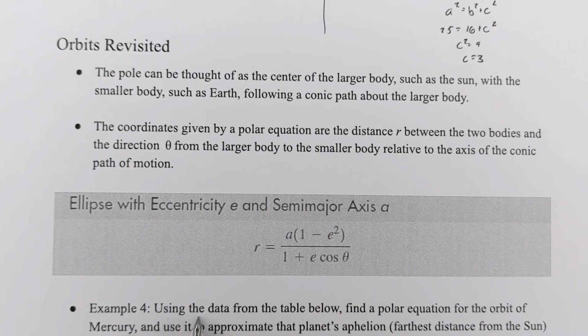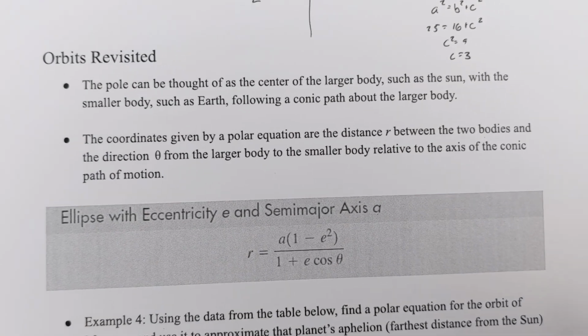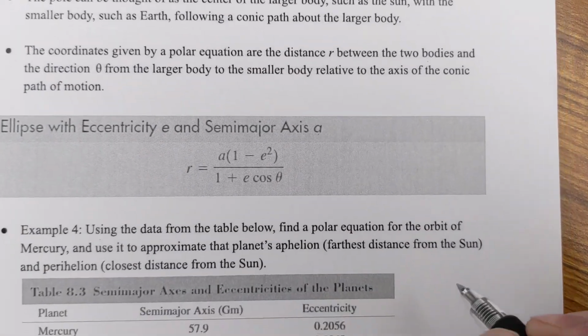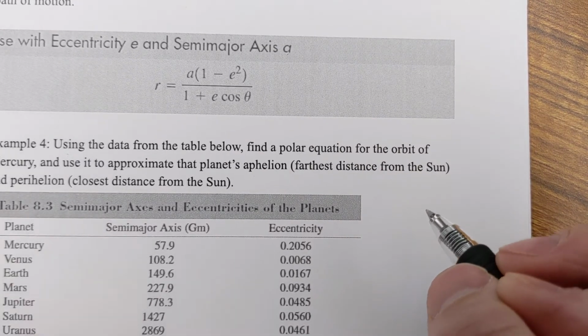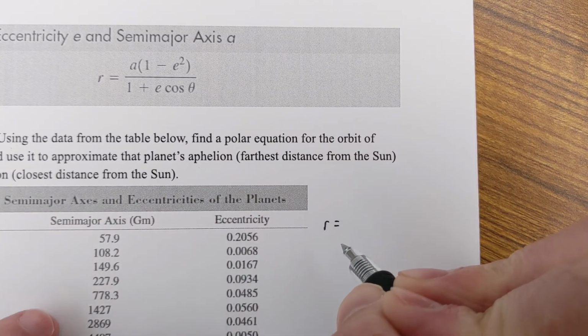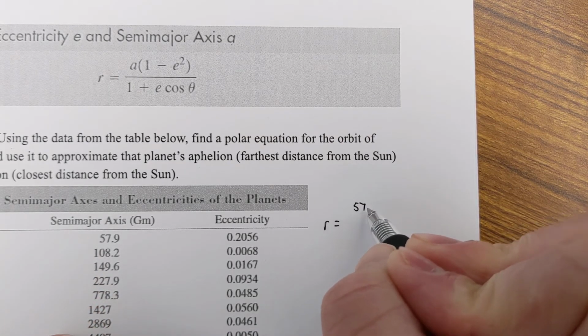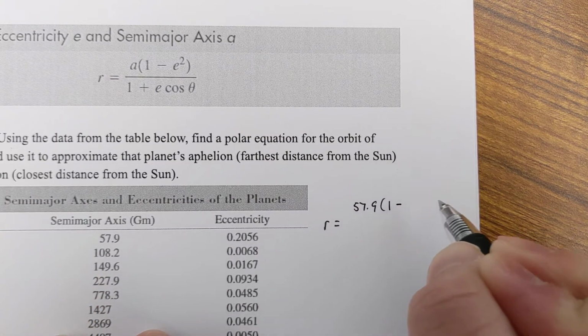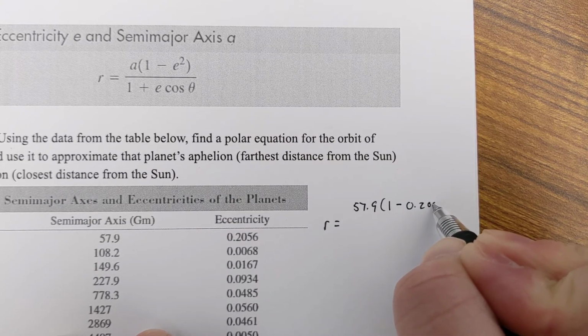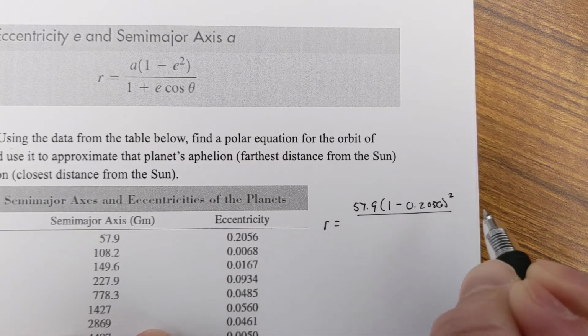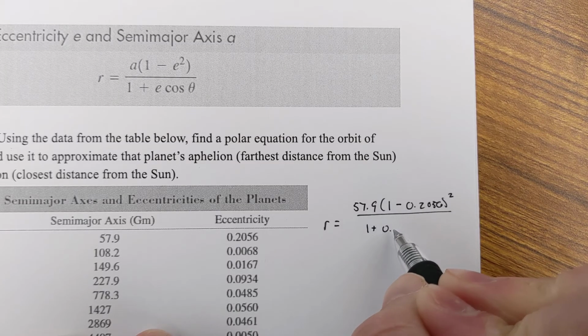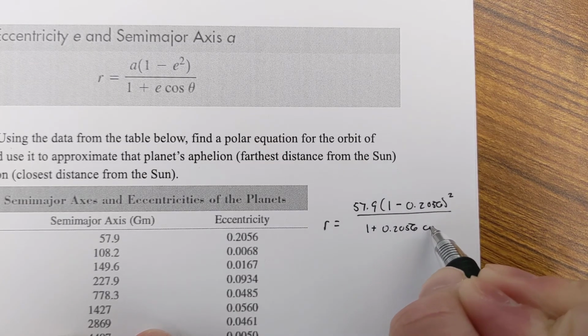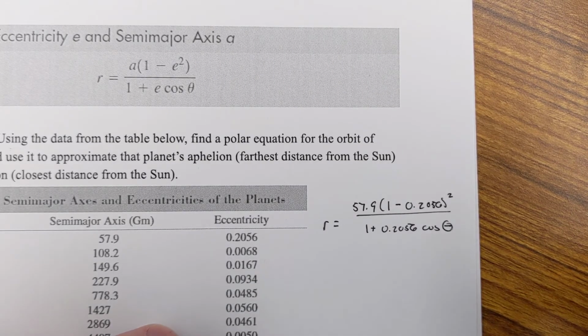So let's see here. Using the data from the table below, find the polar equation for the orbit of Mercury. Use it to approximate that planet's aphelion, farthest distance, and perihelion, closest. Okay, so for Mercury, we're going to have r equals 57.9 times 1 minus 0.2056 squared, over 1 plus 0.2056 cosine theta.